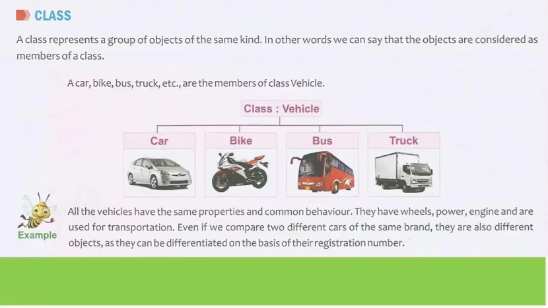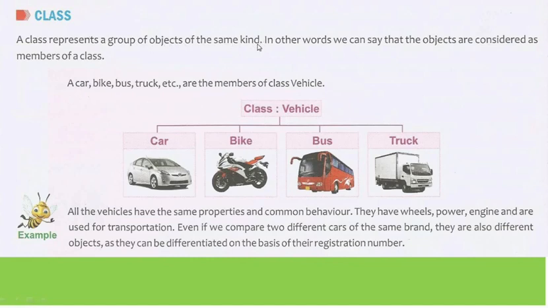Now moving on to the next topic, which is very very important. What is a class? I told you we'll discuss two important things in this lecture: what is an object and what is a class. So let's talk about the second most important and very easy concept of object oriented programming. What is a class? A class represents a group of objects of the same kind.